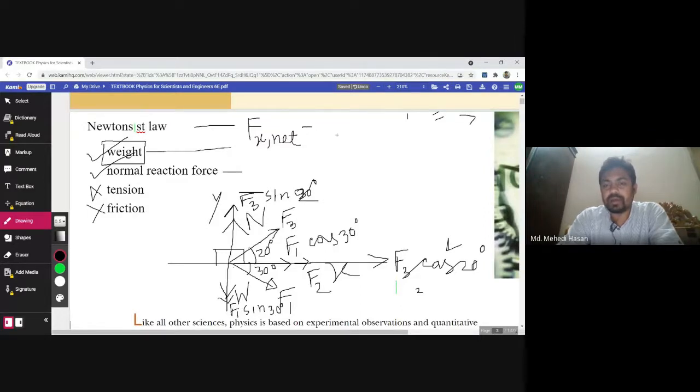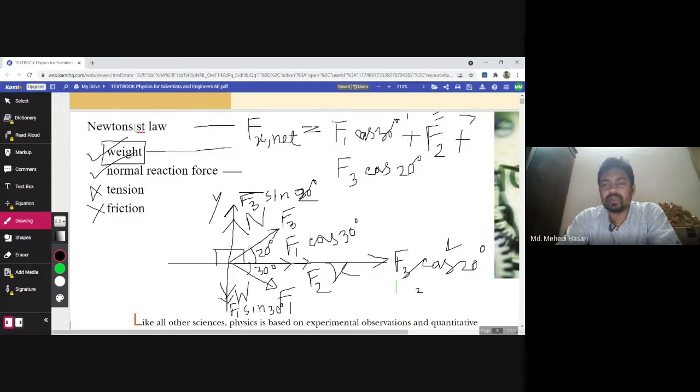So along the x-axis, the net force will be equal to F1 cos 30 degree plus F2 plus F3 cos 20 degree. So this is the net force along the x-axis.